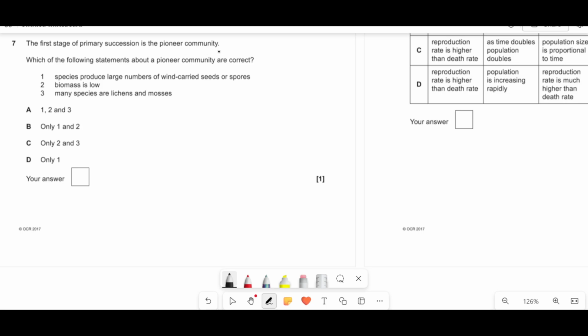So if we have a look at the options, species produce large numbers of wind-carried seeds or spores, which is indeed correct. Their biomass is low, that's correct, because there's not very much of them. There's just a teeny amount, sort of growing and starting. Like, for example, lichen, they're not very biomass heavy. And many species of lichens and mosses, yeah, that's what they tend to be a lot of the time, so it's got to be A.